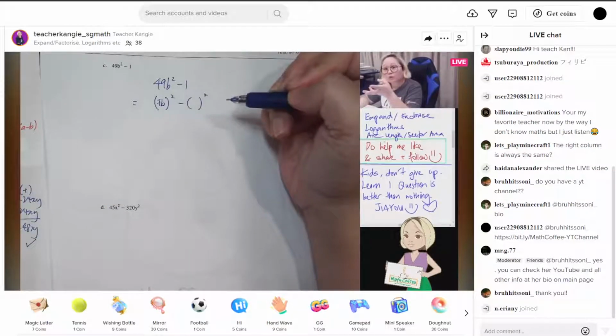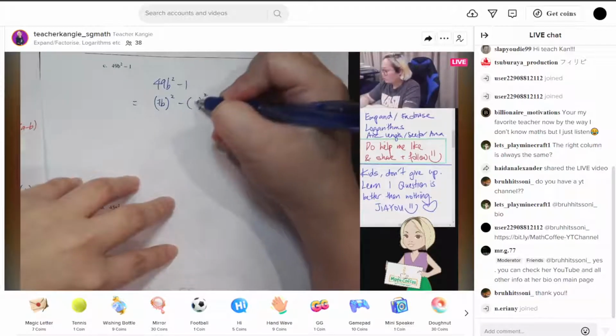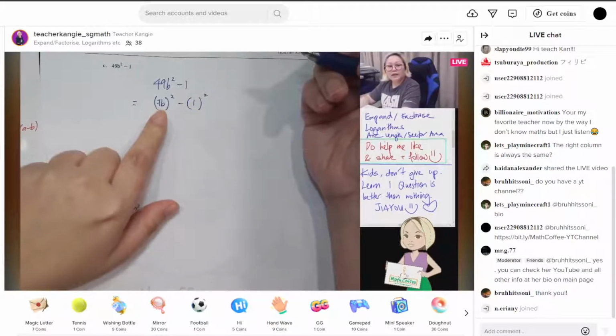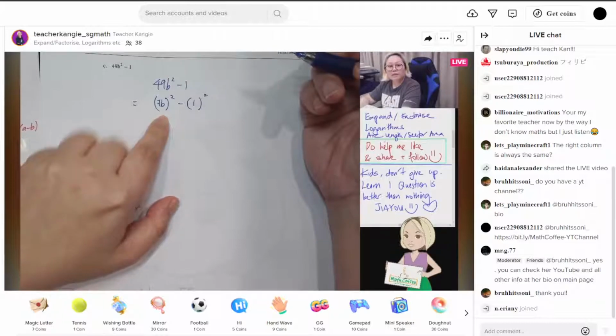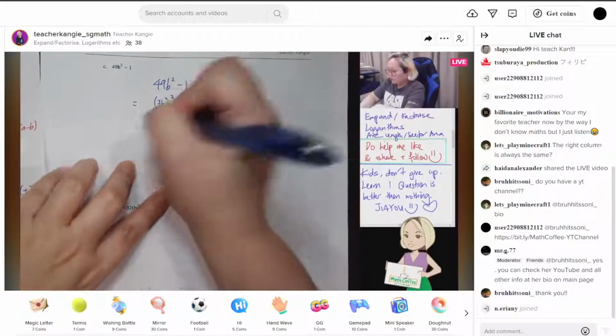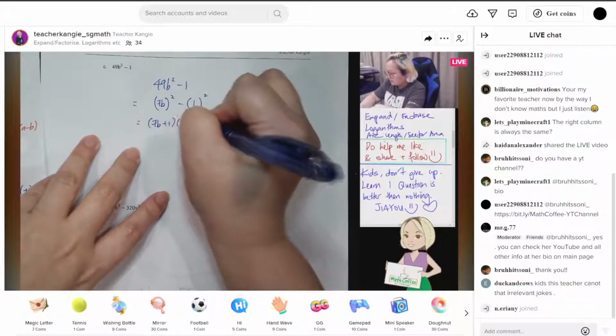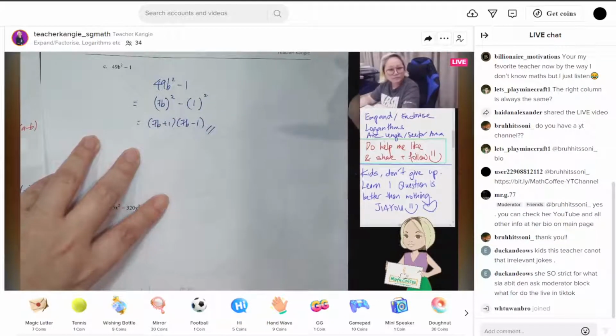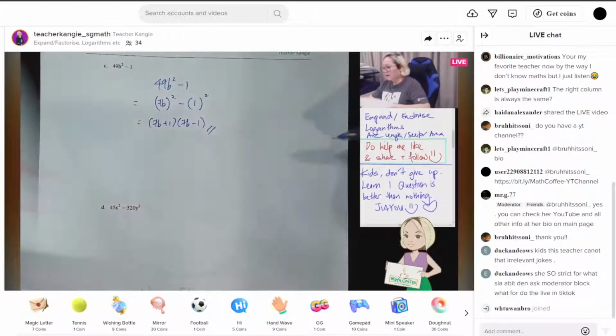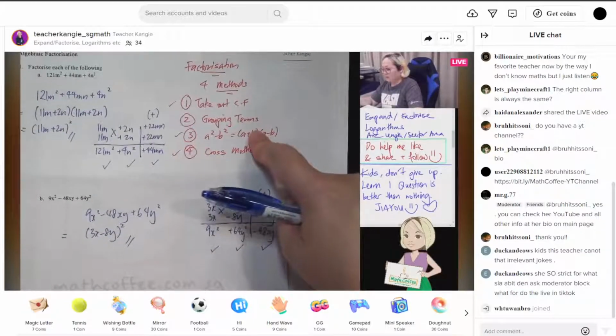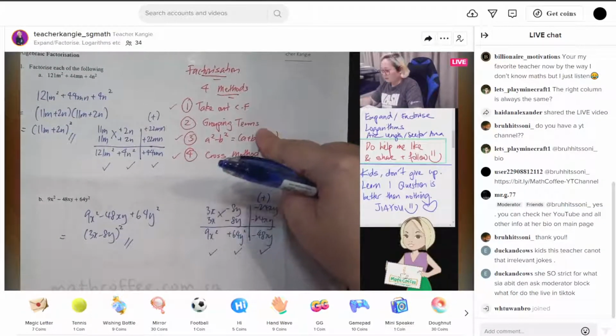Then what do I do with 1? 1 times 1 is 1, so just put 1. So in the end, A is your 7b, B is your 1. So in this case, it becomes 7b plus 1 and 7b minus 1. And we are done. So this is using the third method.